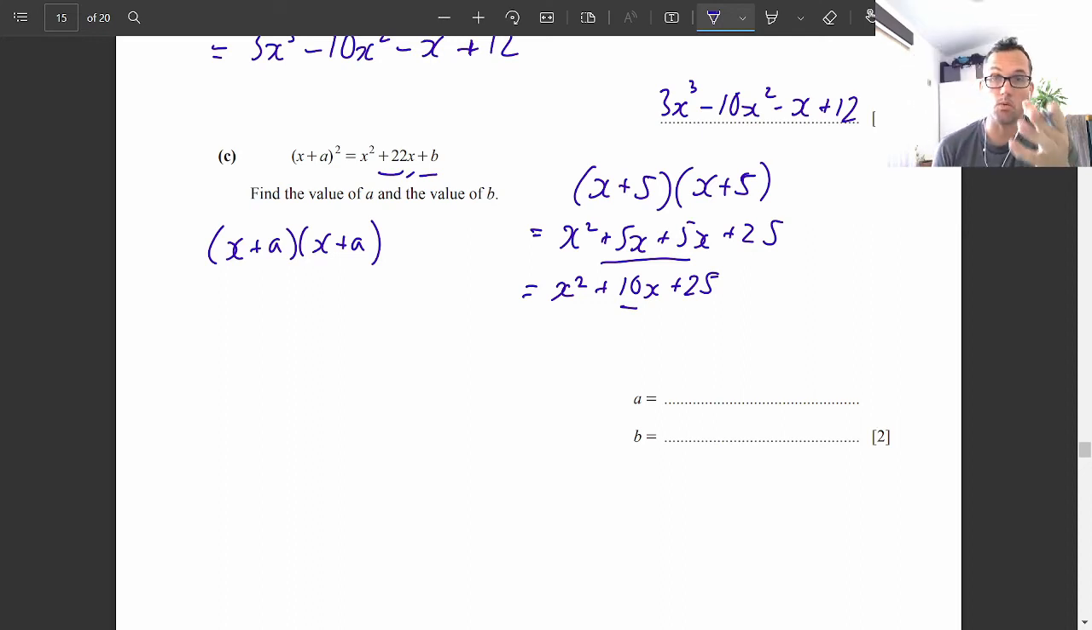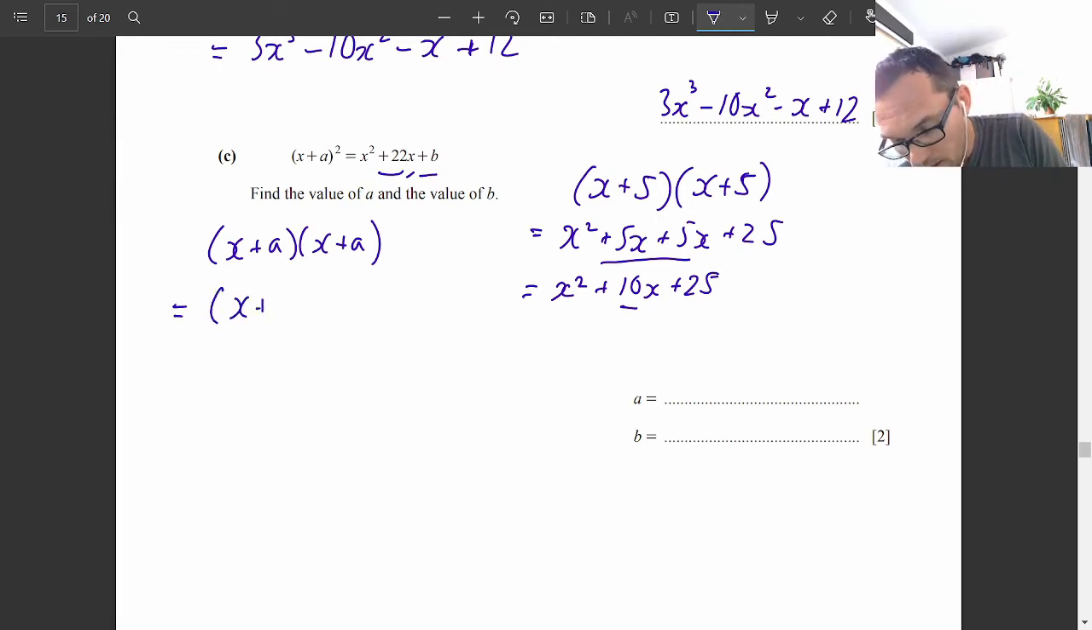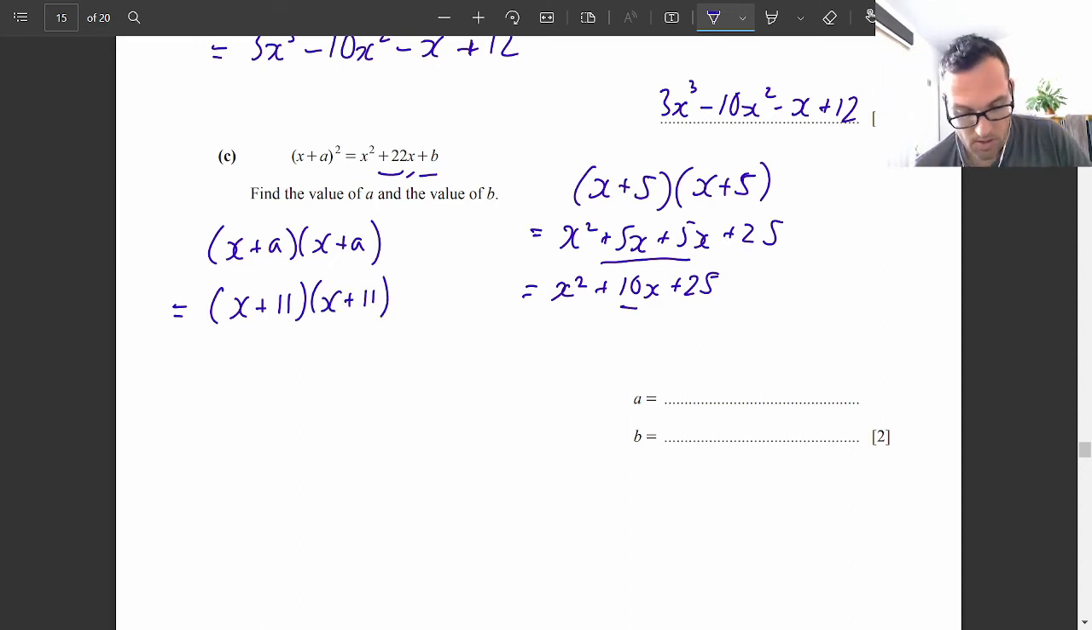So 10x. What do we have here? 22x. What do we get add together to get 22? And it's the same number because it's both a. You got it. It will be 11. That means a must be 11. Now, if we were to expand these brackets, we will multiply the two 11s together to get the final last term, which is b. 11 times 11, 121.